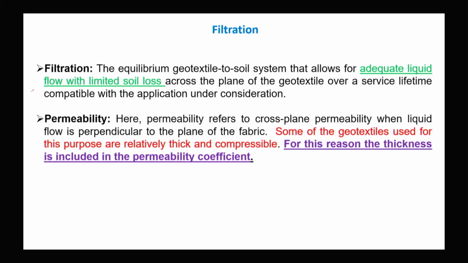So it's a flow limit with limited soil loss. Soil loss has to be there initially, but it will be limited. And on permeability, some of the geotextiles used for this purpose are relatively thick and compressible. For this reason, the thickness is included in the permeability coefficient. So when we measure the permeability coefficient, we use the thickness. Okay.